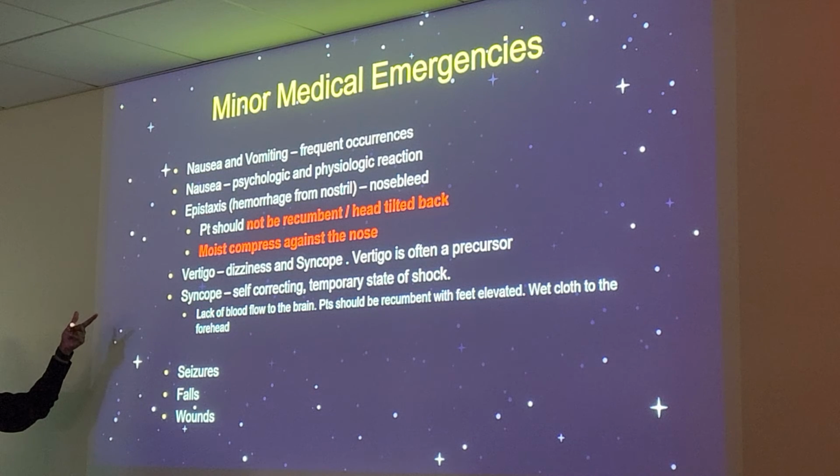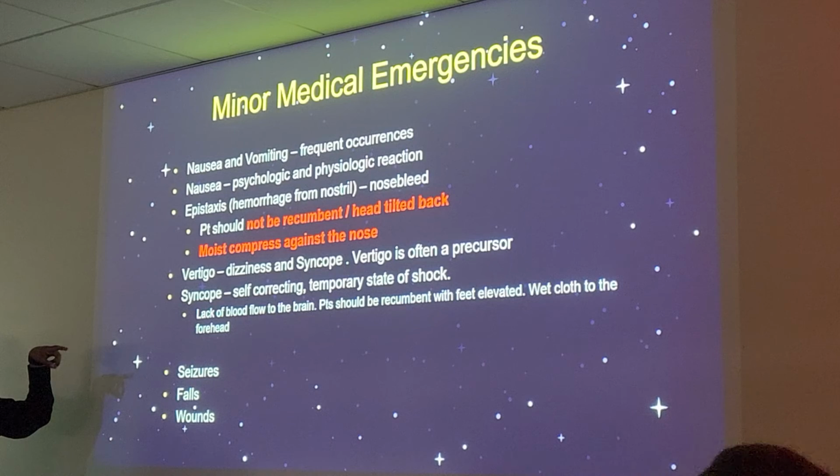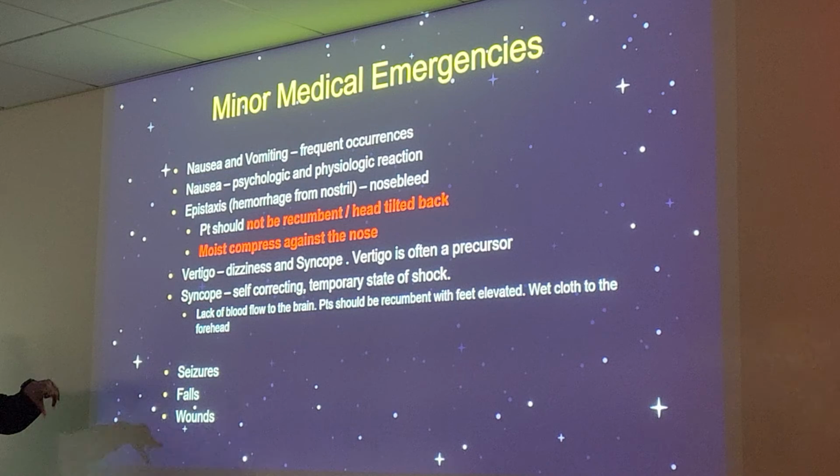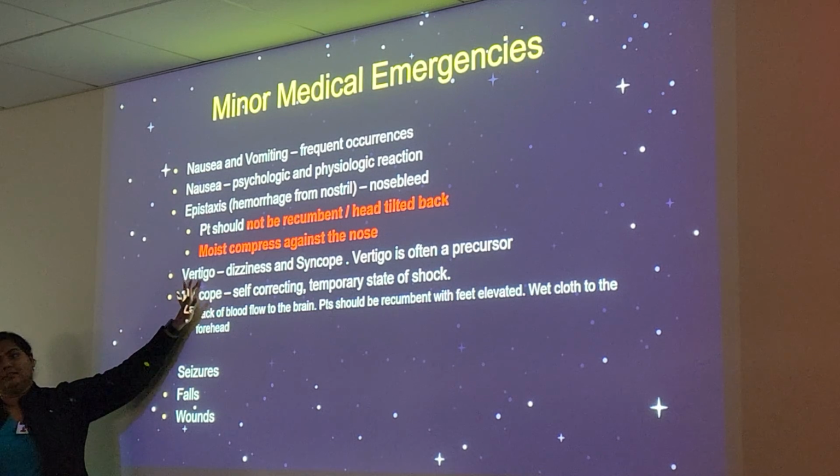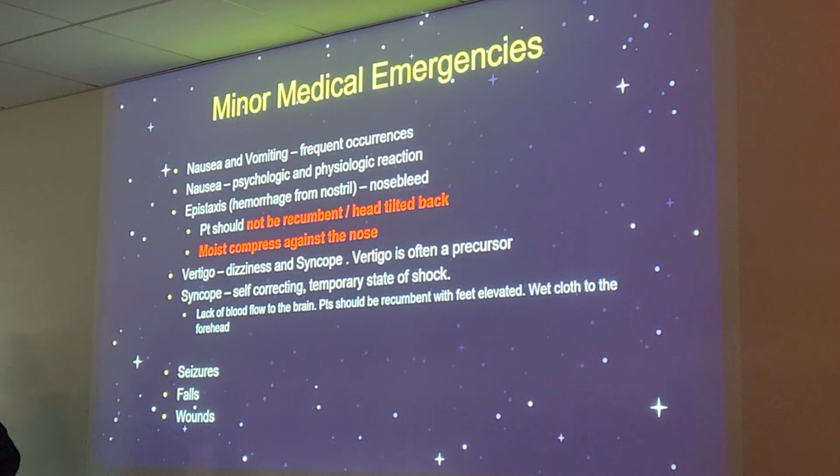Vertigo is dizziness. What does syncope mean? Fainting. For syncope, vertigo is often a precursor. So first they feel dizzy, then they faint. Syncope is a self-correcting, temporary state of shock. It's caused by a lack of blood flow to the brain, and these patients should be laid on their back with the feet elevated, because that improves the blood flow. Putting a wet cloth to the forehead may also help with that feeling of faintness.